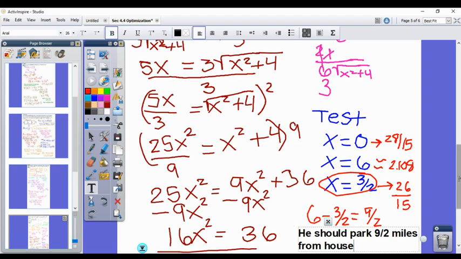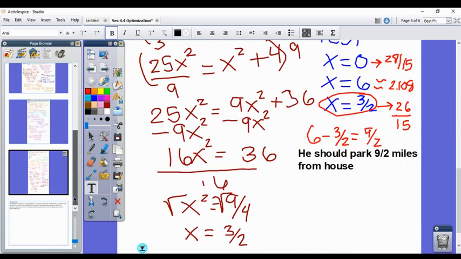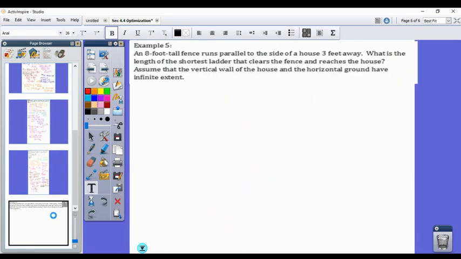All right, we got one more problem. All right, so we have an 8-foot tall fence that is running parallel to the side of the house, and it's 3 feet away. What's the length of the shortest possible ladder that is going to clear the fence and reach the house? Assume the vertical wall of the house and the horizontal ground have infinite extent.